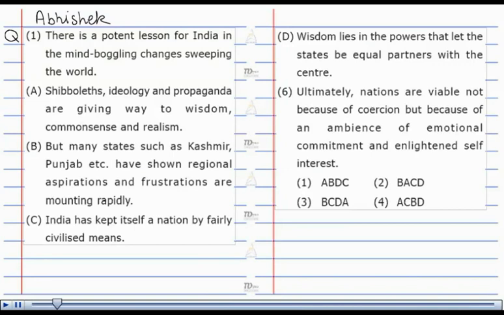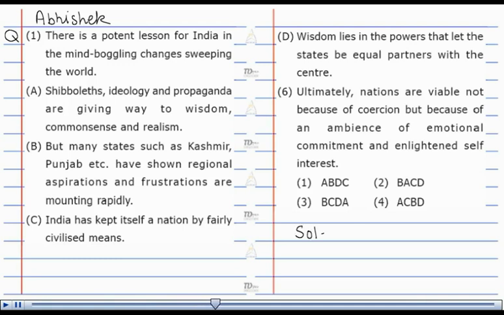The question is statement 1. There is a potent lesson for India in the mind-boggling changes sweeping the world. A. Shibboleths, ideology and propaganda are giving way to wisdom, common sense and realism. B. But many states such as Kashmir, Punjab, etc. have shown regional aspirations and frustrations are mounting rapidly. C. India has kept itself a nation by fairly civilized means. D. Wisdom lies in the powers that let the states be equal partners with the center. 6. Ultimately, nations are viable not because of coercion, but because of an ambience of emotional commitment and entitled self-interest.